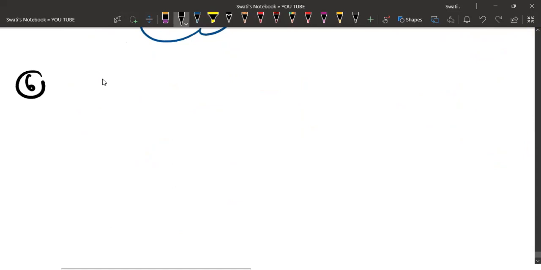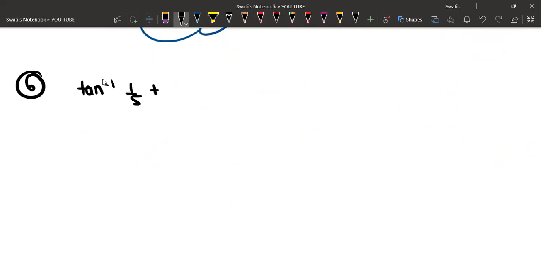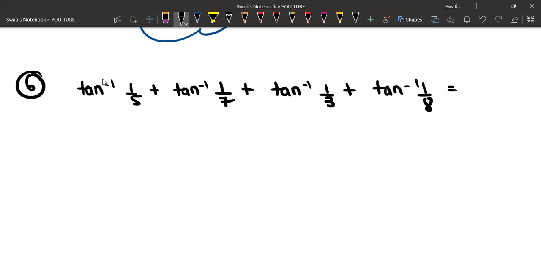So in the sixth question, we need to prove something. So what do we need to prove? We need to prove tan inverse 1 upon 5 plus tan inverse 1 upon 7 plus tan inverse 1 upon 3 plus tan inverse 1 upon 8 equals pi by 4. So this is what we need to prove.